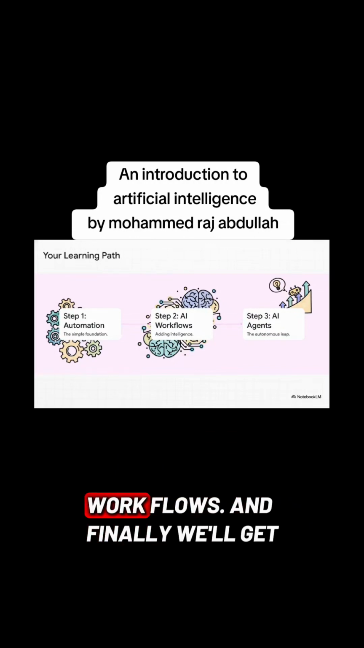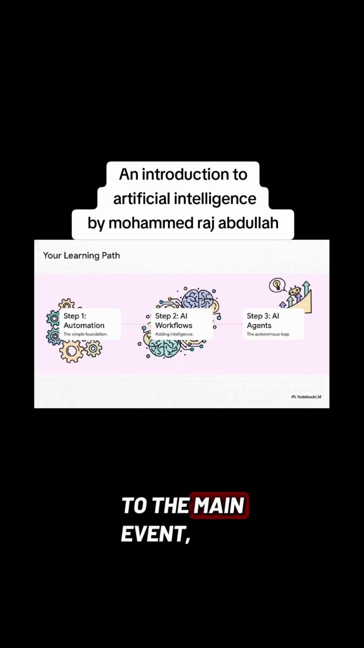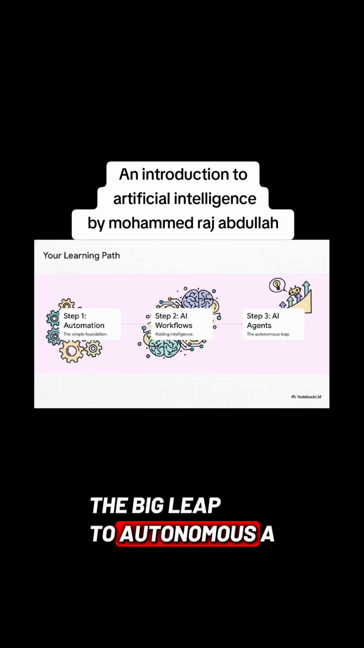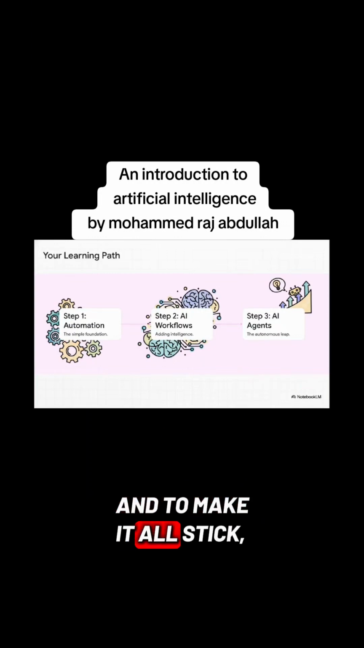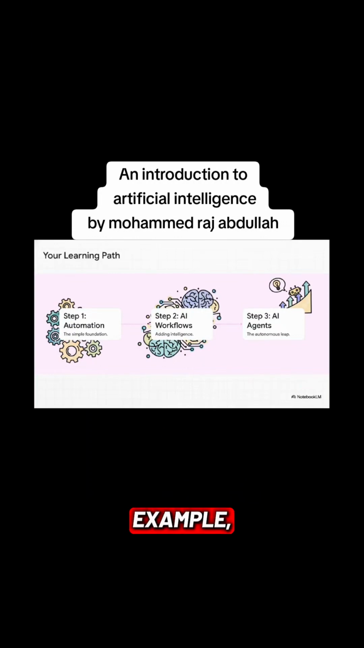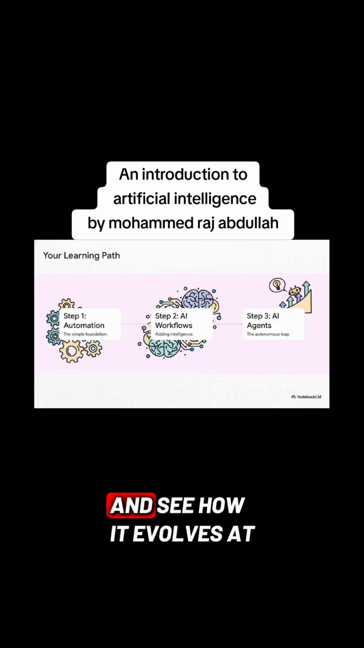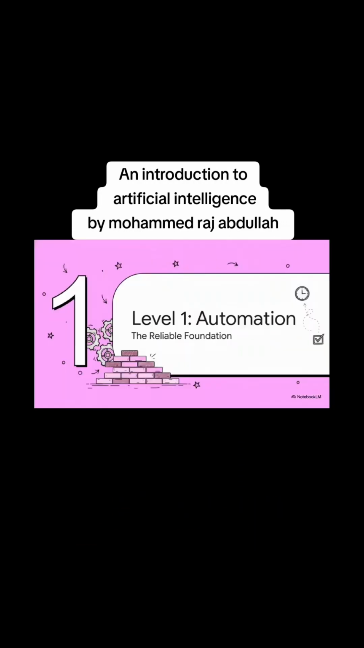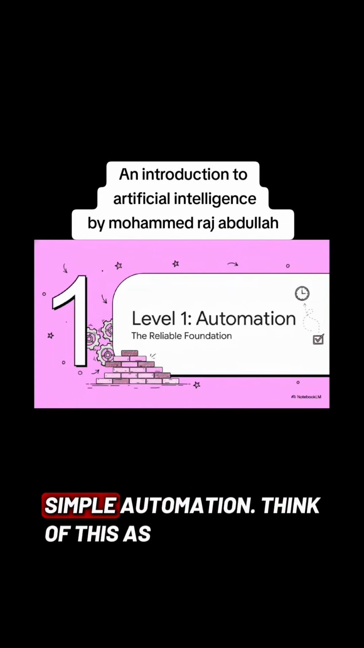Brain with AI workflows. And finally, we'll get to the main event, the big leap to autonomous AI agents. And to make it all stick, we're going to use one single example, a customer service request, and see how it evolves at each stage. All right, level 1, simple automation.